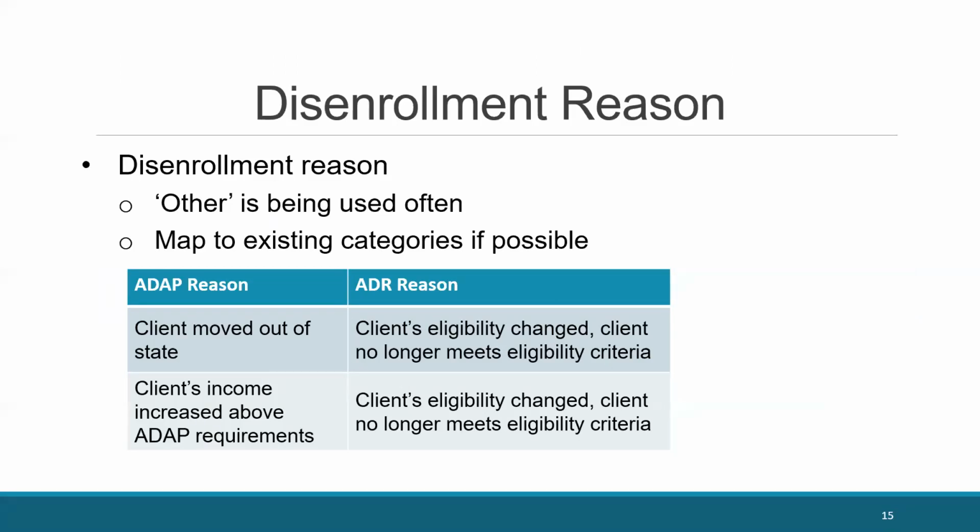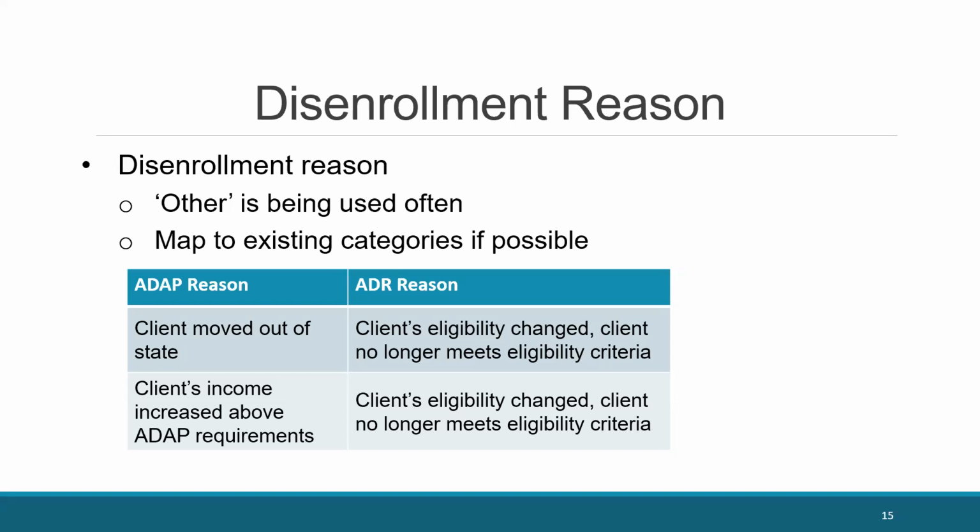Okay, so now let's go over the next data element, the disenrollment question, which asks why your ADAP client was disenrolled, and you're given several categories. Again, here we notice that other has been used fairly often. It's fine to use other if the existing categories don't fit, but it's important to first map other to the existing categories if possible. So for example, if a client moved out of state or the client's income increased above your ADAP's requirements, those can actually be mapped to the category client's eligibility changed, client no longer meets eligibility criteria.